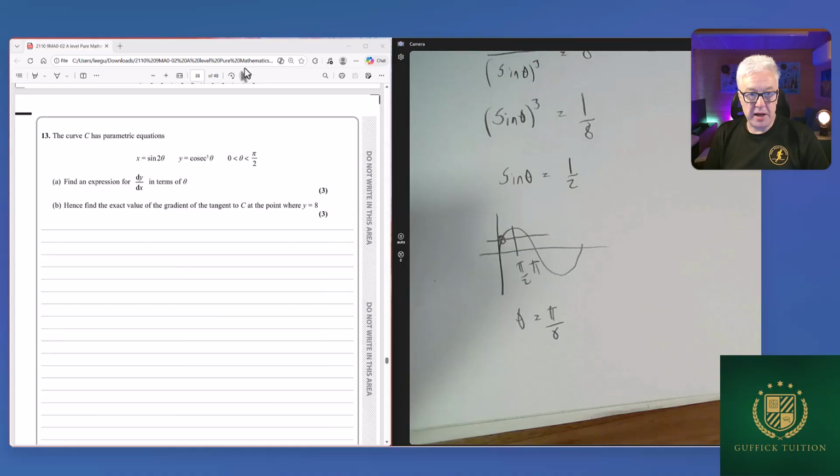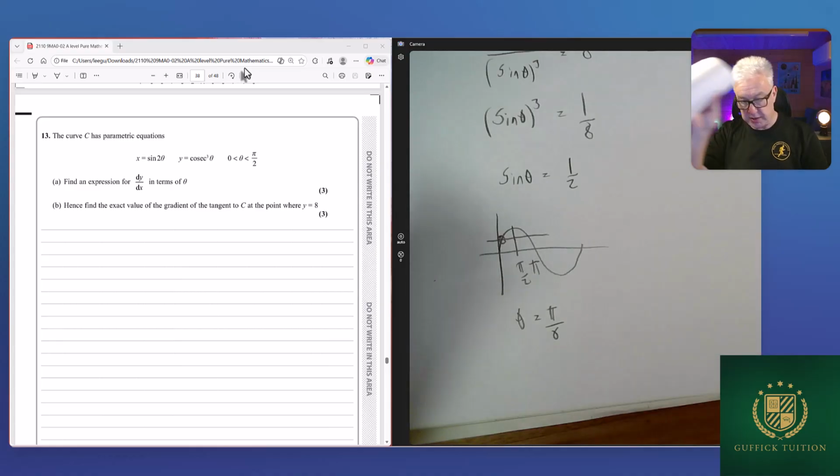So that's really useful now that we know that theta is equal to pi over 6, because from that we can find out our dy by dx, and in fact it only wants us to find the value of the gradient. There was me thinking that we needed to find the equation of the line. So actually we only need to find the gradient, so that's really good.